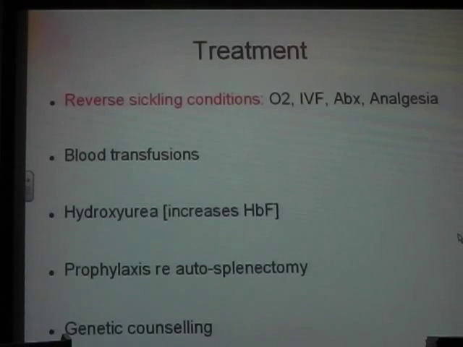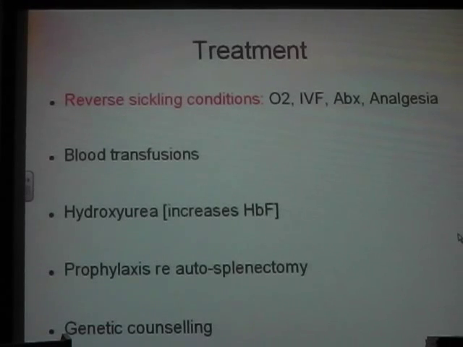So learning point, we've said that these stressful conditions will induce sickling, so you just need to reverse them. So low oxygen, give them oxygen. They're dehydrated, give them fluids. Infection, give them antibiotics, and so on. You might also have to give them a blood transfusion.